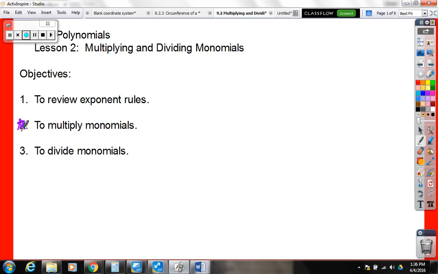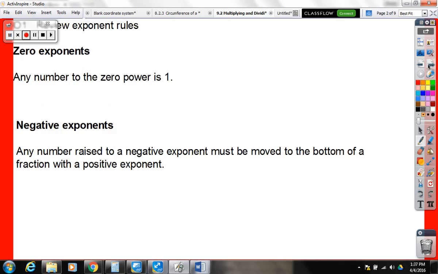So now we're going to move into multiplying polynomials, and prior to multiplying big, long polynomials, we're going to just multiply monomials to get used to the exponent rules. Dividing monomials we'll save for tomorrow, so we won't hit that at all today.